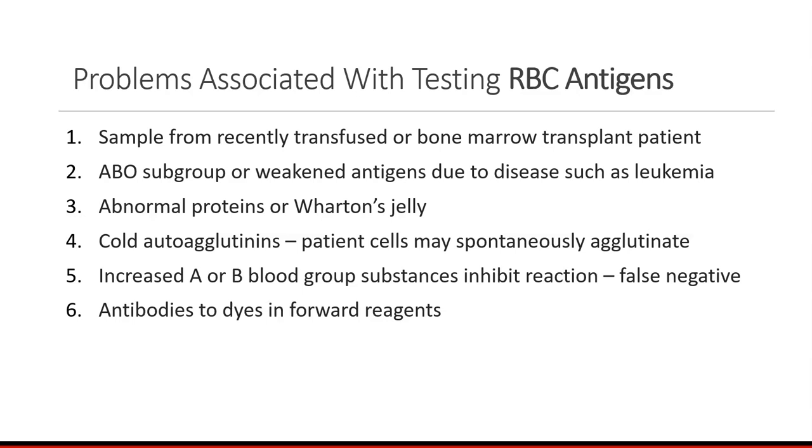Increased A or B blood group substances inhibit reactions. This will result in a false negative, and this is very, very unusual. I've never seen this in my life, but just know that it can happen. You've washed the cells one time, but there still may be enough of these inhibitors present to cause a false negative. Antibodies to dyes in the forward reagents, meaning that you've washed the cells, but there's still enough antibodies present to a dye that it will cause agglutination. I've never seen this happen, but this has gone from the most common to the least common.